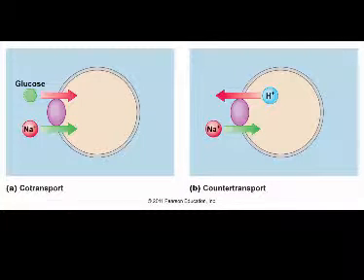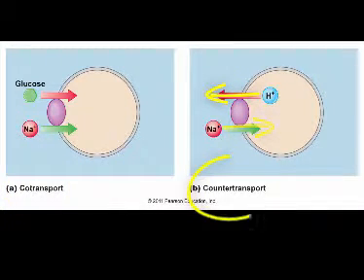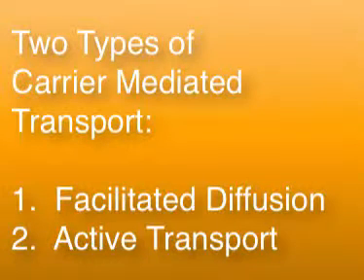Most of the time, one substance will move in one direction using transport proteins, but transport proteins can also carry two substances across the membrane at the same time. If two substances move in the same direction at the same time, it is called cotransport. If one substance moves in while the other substance moves out, this is called countertransport. There are two types of carrier-mediated transport, facilitated diffusion or active transport.